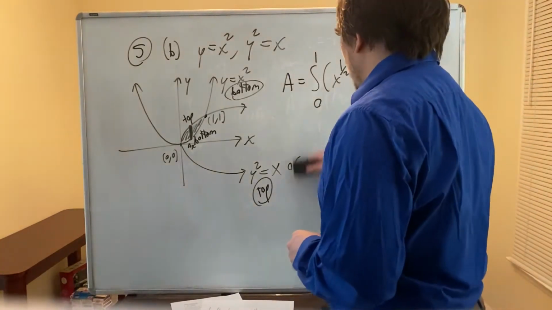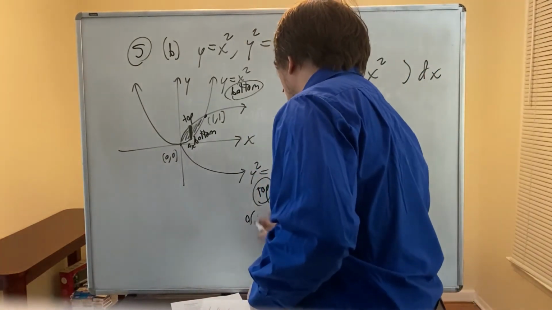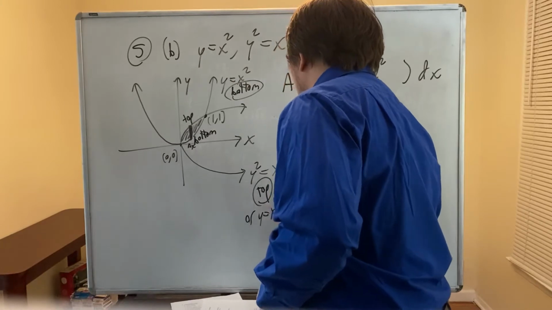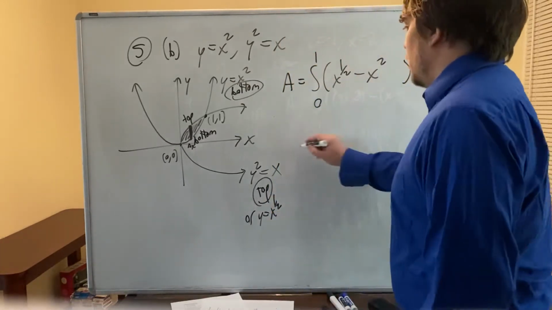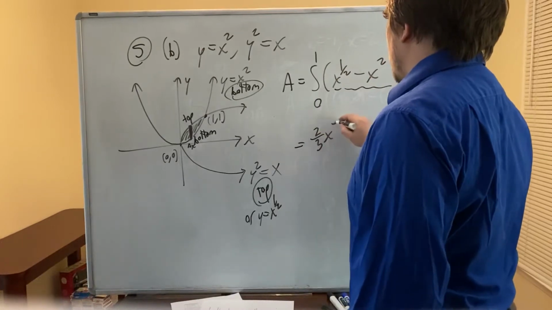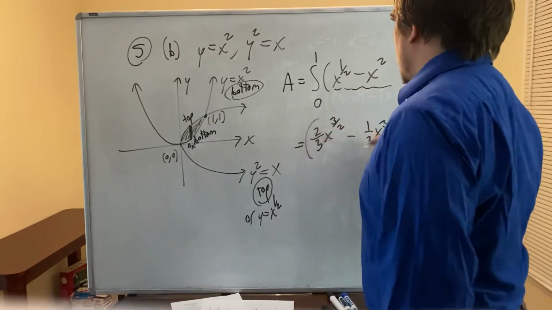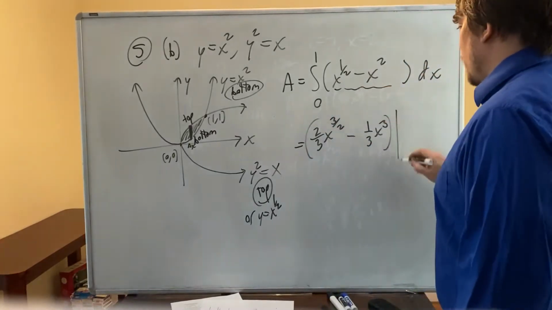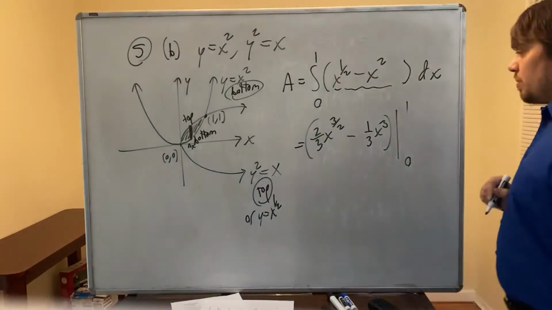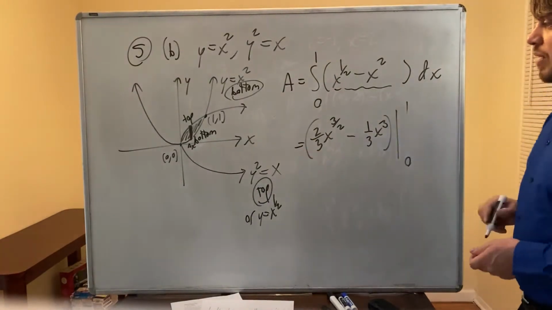So I'm just going to write this over here. I wrote y equals the square root of x, x to the 1/2. This is equal to an antiderivative of that, which is 2/3 x to the 3/2 minus 1/3 x cubed. That's an antiderivative of the integrand evaluated from the lower limit to the upper limit of the interval, 0 to 1. That's by this equal sign, by the evaluation theorem.